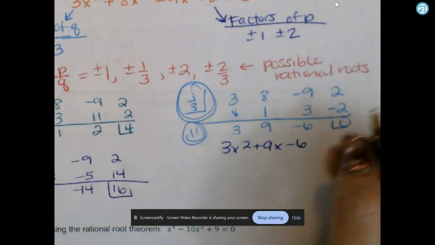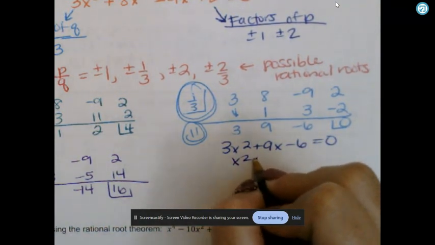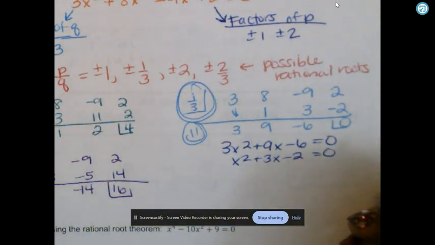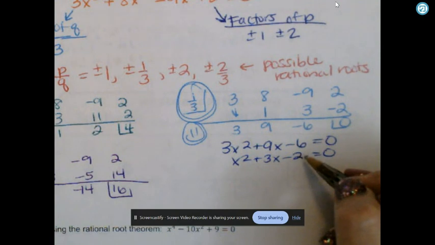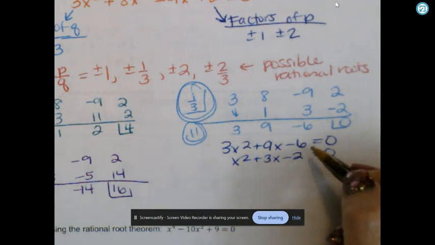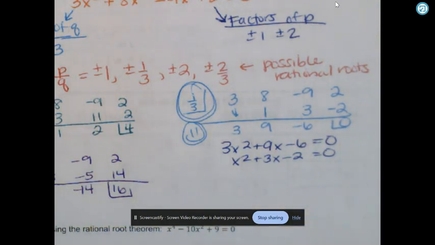Okay, I can divide everything here by 3, so x squared plus 3x minus 2. Well, minus 2 and plus 1 is not going to give me 3. So this isn't going to be our rational numbers as much as we're going to have to use the quadratic formula. So let's see what we got if we quadratic formula this.